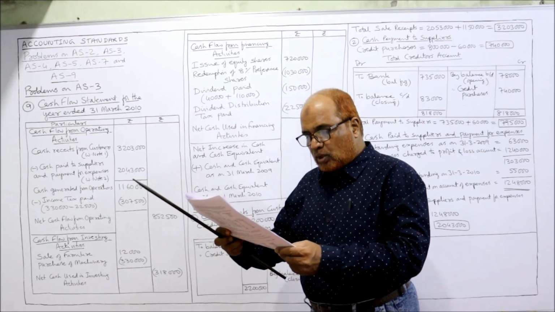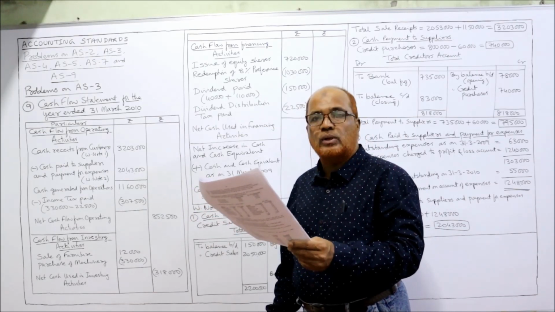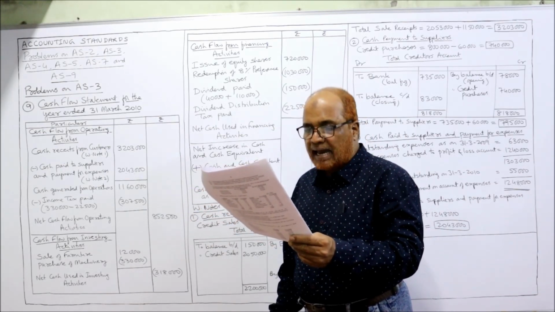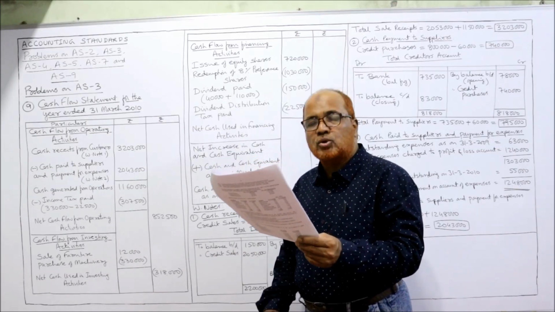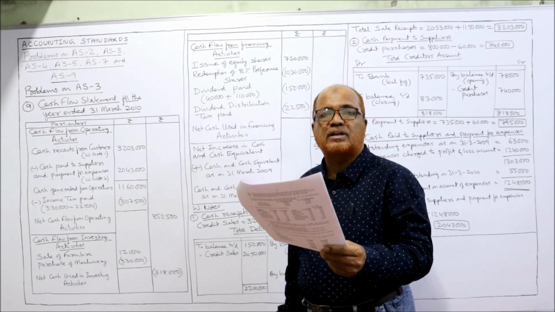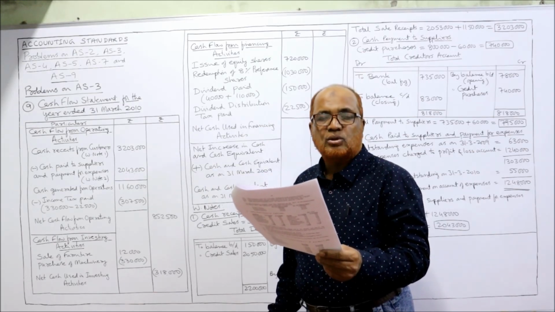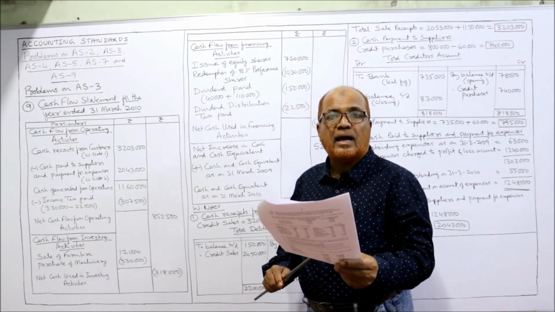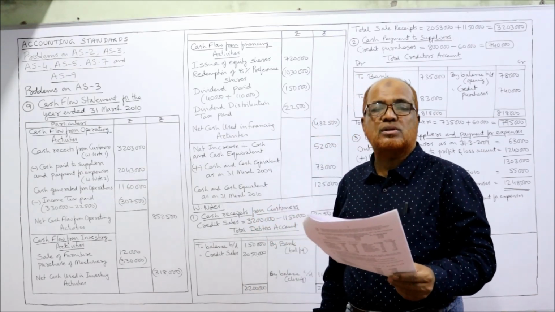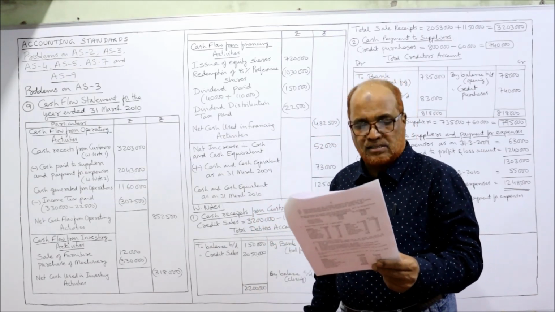Next, total sales were 32 lakhs, of which cash sales were 11,50,000. So 32 lakh rupees is the total sales, in which 11,50,000 is cash sales. If you deduct cash sales, you will get credit sales. So 32 lakh minus 11,50,000, you will get the credit sales.